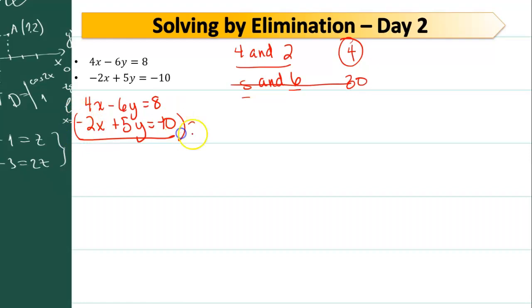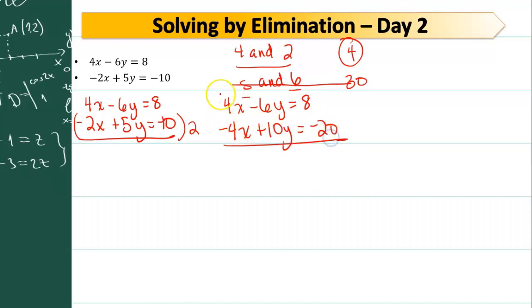So I'm going to multiply everything on the bottom by 2. The top equation stays exactly the same: 4x minus 6y equals 8. The bottom equation becomes -4x plus 10y equals -20. I'm going to add down the columns.